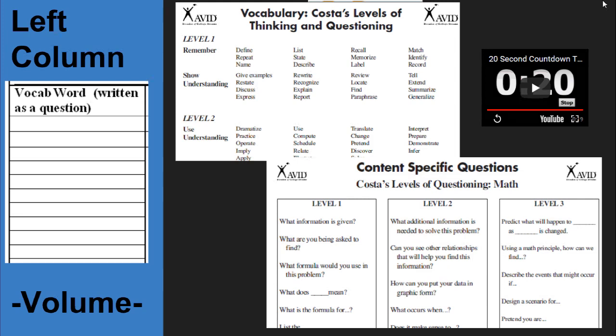All right, so we should have had time to write our question and share our question. Remember, those questions are going to guide our summary. So your question should be a question that you can answer in your summary that's going to help you understand what volume means. Let's go on to our next word.